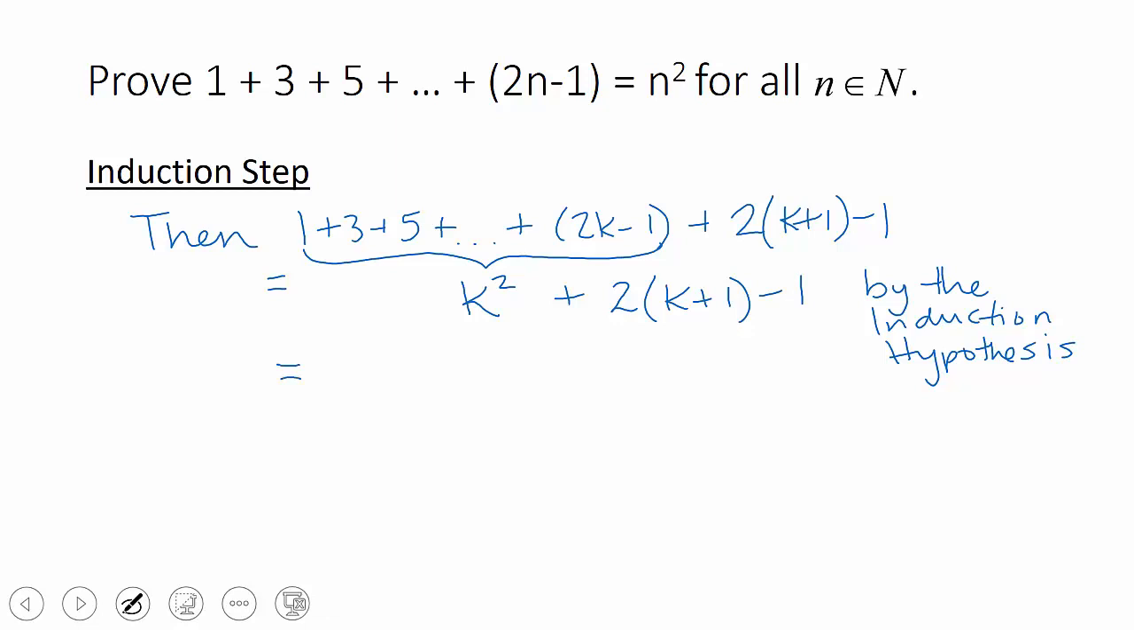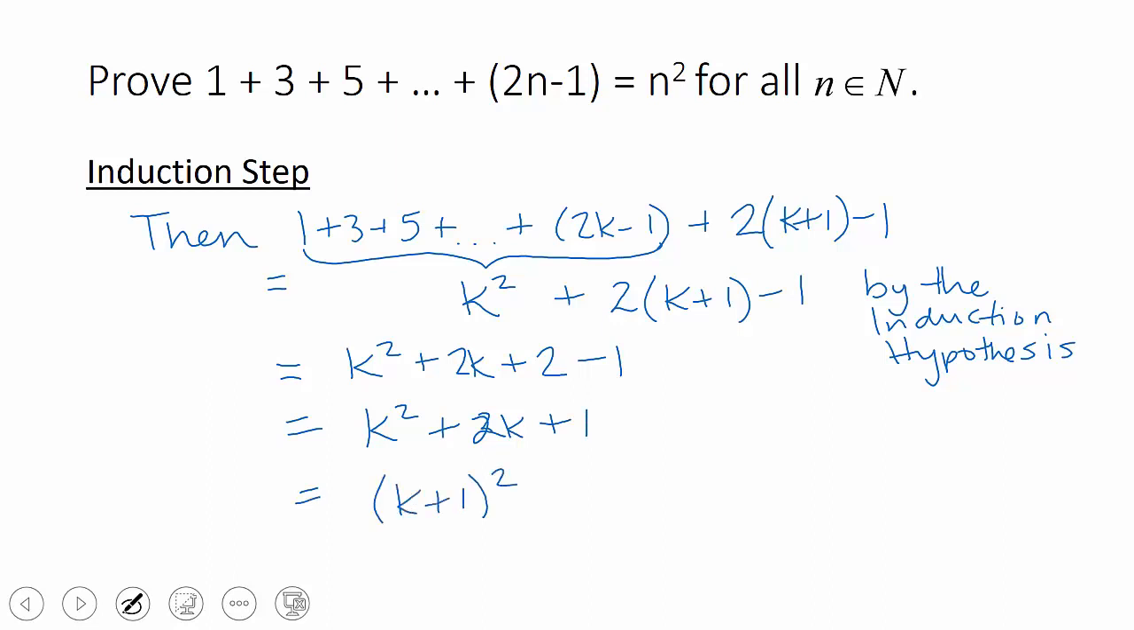Now we're going to simplify. So this becomes k squared plus 2k plus 2 minus 1. And then that becomes k squared plus 2k plus 1. And remember how we said that we wanted to get a k plus 1 squared? Well, this factors into k plus 1 squared. So that's really good news for us.